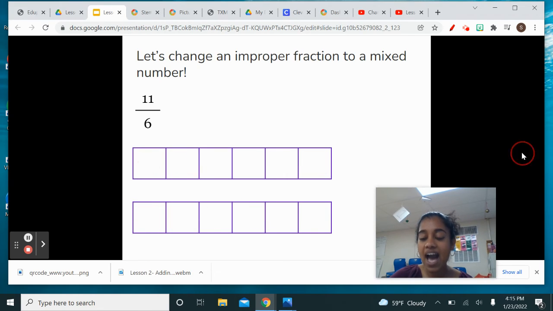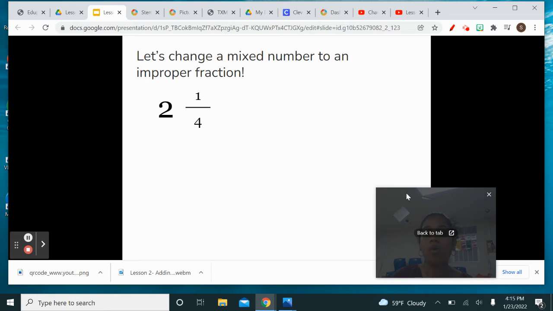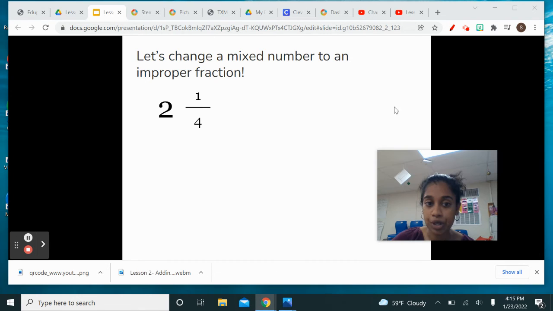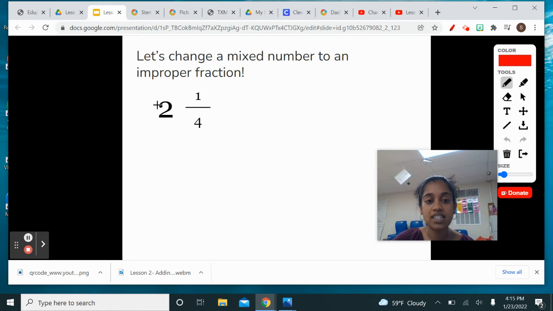All right, now let's get into our mixed number. So how do we change a mixed number to an improper fraction? So over here, it's saying, okay, I have 2 and 1/4. So I have 2 and 1/4 of something. Let's pretend, let's maybe say, we have a pizza, right? So I have 2 and 1/4 of a pizza. What is that going to look like? Like, how many slices is that really?